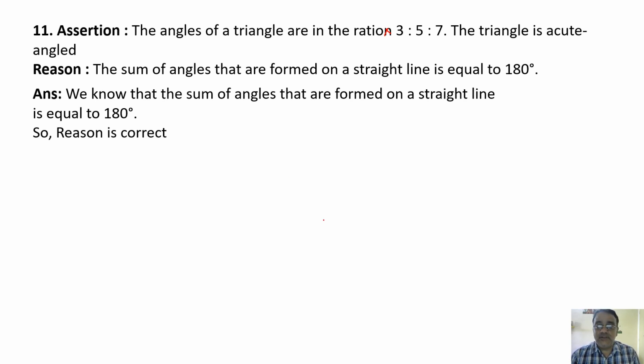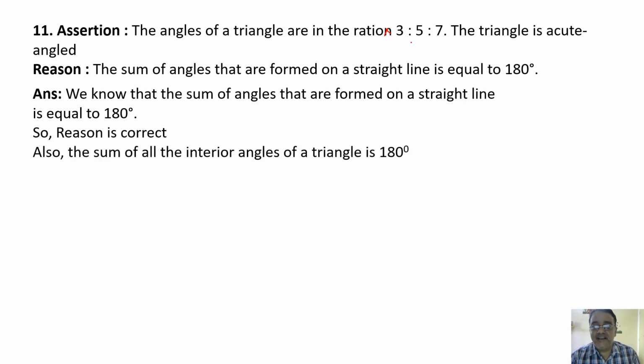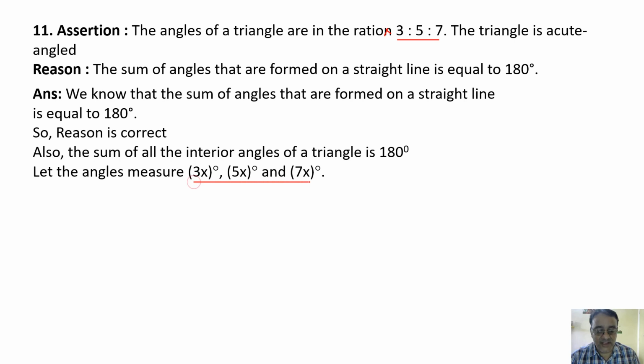Right, now we know that the sum of all the interior angles of a triangle is equal to 180 degrees. So we'll take these angles as 3x, 5x and 7x, and the sum of all these three angles is equal to 180 degrees. So 3x plus 5x plus 7x will be 180. 3 plus 5 plus 7, that is 15, 15x. So x is equal to 180 upon 15. So that is equal to 12. Okay. Now we will find each angle one by one. First angle, 3 into 12, how much will it be? Quickly tell me. 3 into 12, 36. 36.